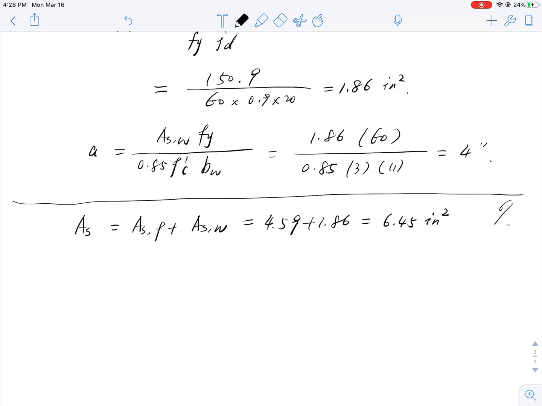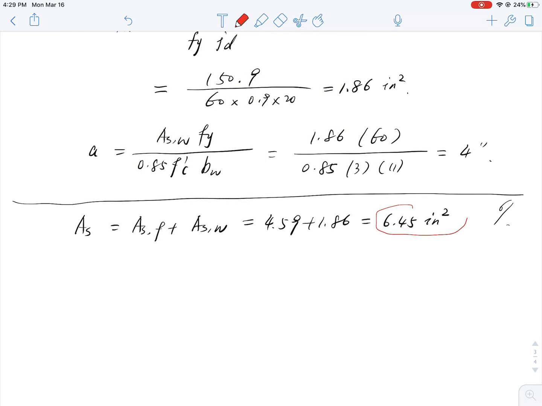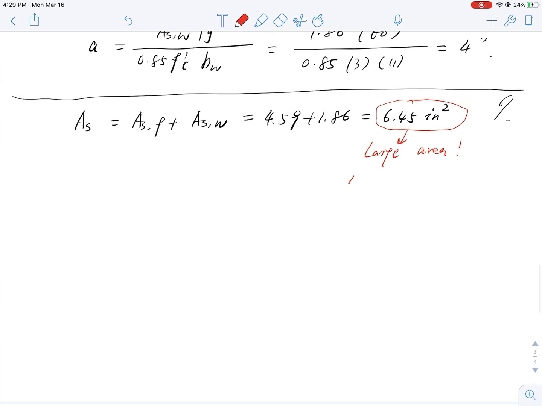So now what do I do? I need to select my bars. This is a relatively large area, so one row, one layer of reinforcement is not sufficient.